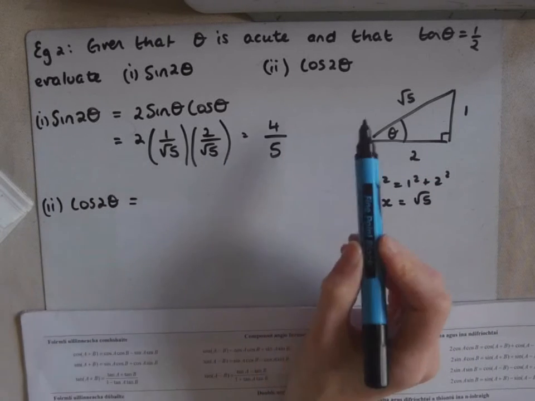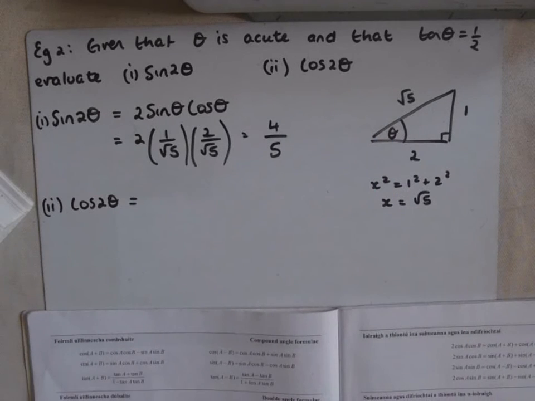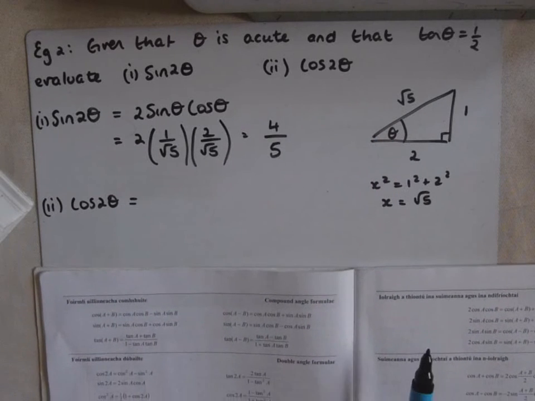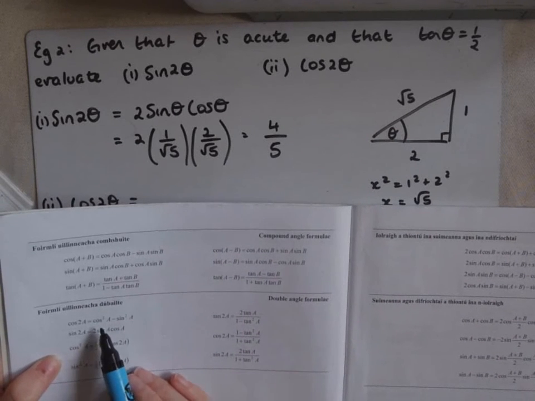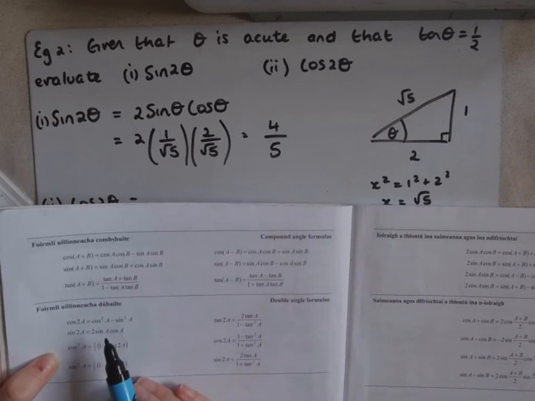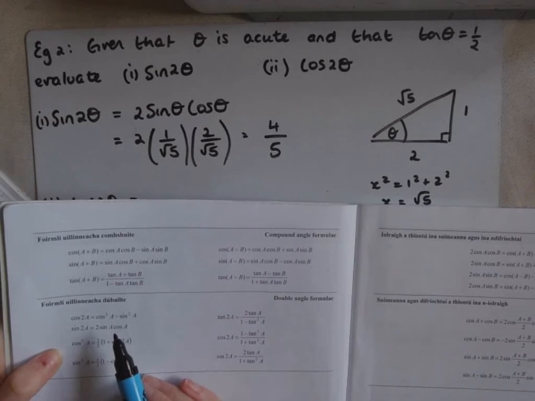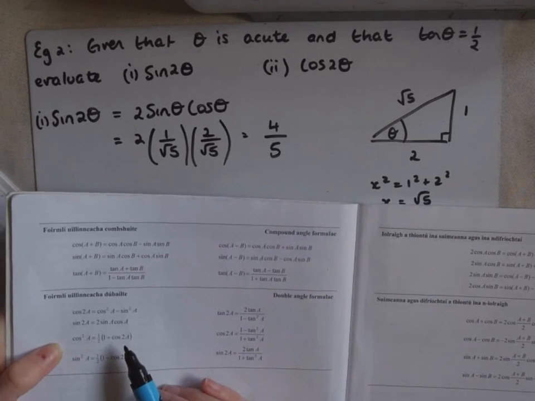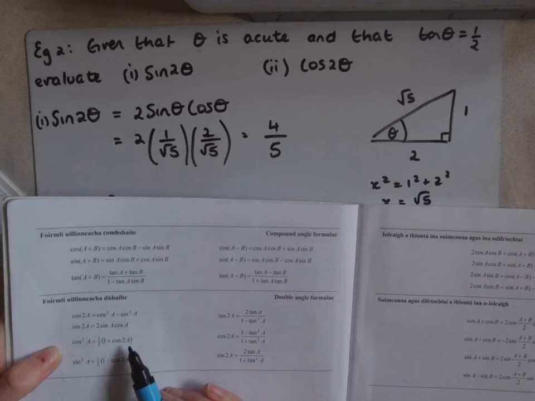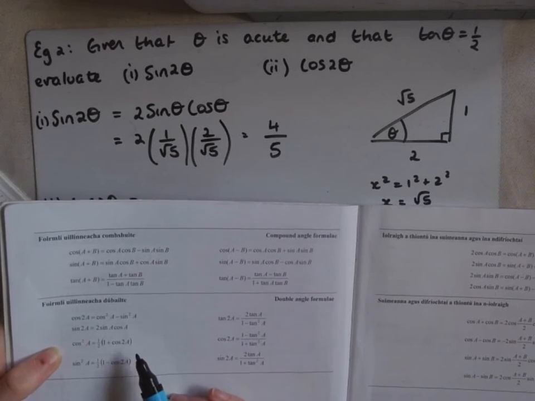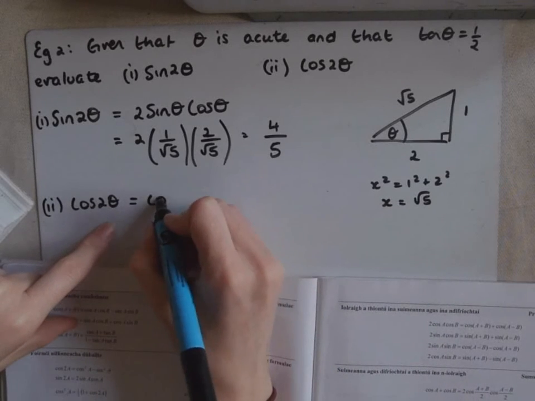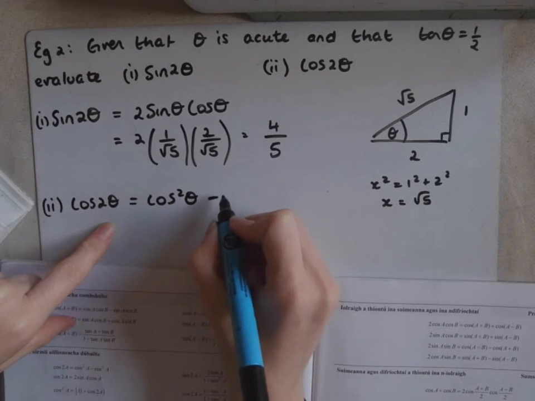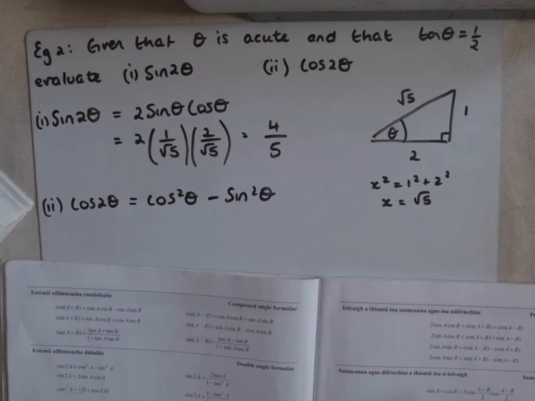Okay, so that's sine of 2 theta. Now cos of 2 theta is the second. So let's have a look for a formula. The only one I can really use is the cos squared A minus sine squared A. Okay, that's just cos theta to be squared minus sine theta to be squared, so that's fine. I couldn't use these ones down here because it's cos of 2 theta. I don't have what cos of 2 theta is, I just have what cos of theta is. Okay, so cos of 2 theta is cos squared theta minus sine squared theta.